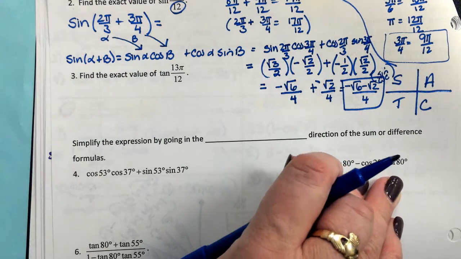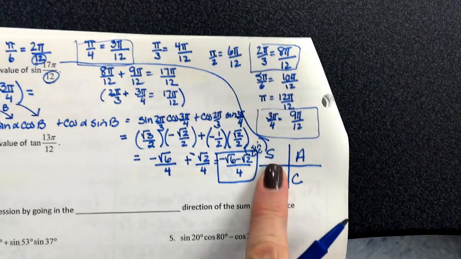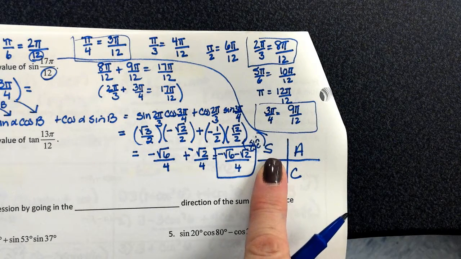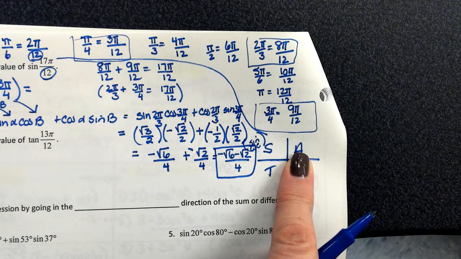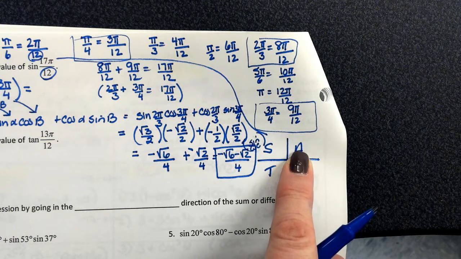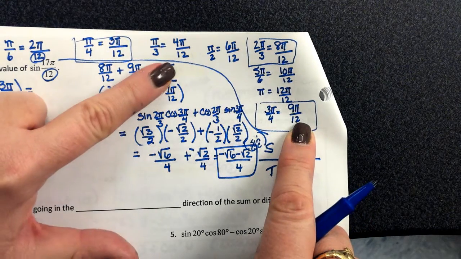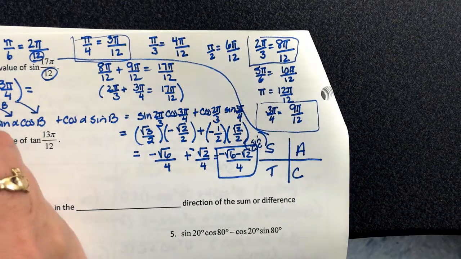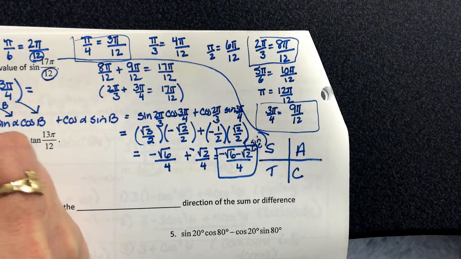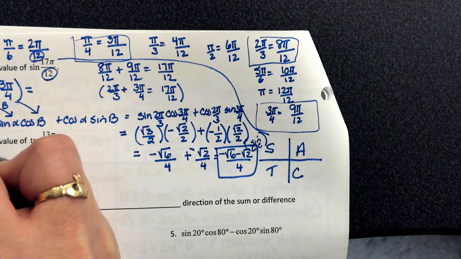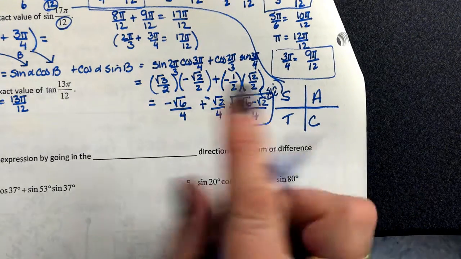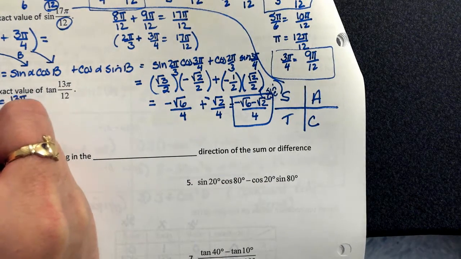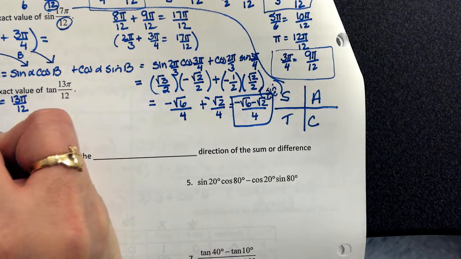So now find the exact value of 13 pi over 12. I've listed quite a few angles. Can you find a combination of angles that are added together? I've already got denominators of 12. That would give me 13 pi over 12. 4 pi over 12 plus 9 pi over 12. Yep, 4 pi over 12 plus 9 pi over 12. So everybody agree with me that 4 pi over 12 plus 9 pi over 12 equals 13 pi over 12. Again, 4 pi over 12, remember, is equivalent to pi over 3. 9 pi over 12 is the same as 3 pi over 4.